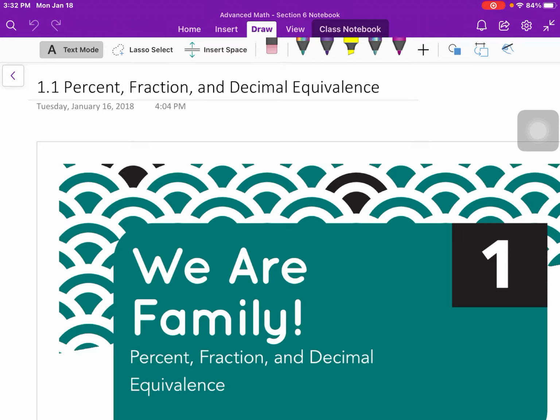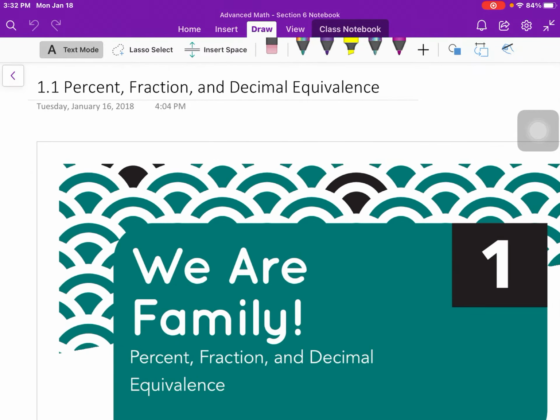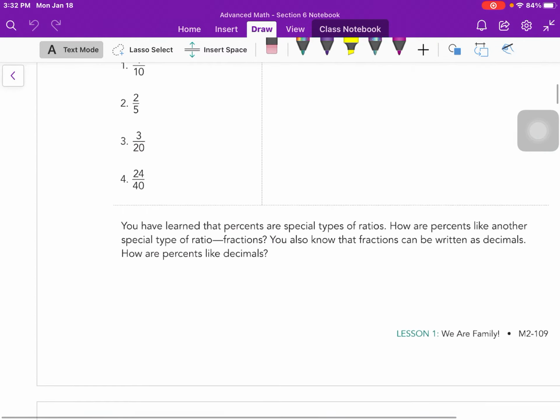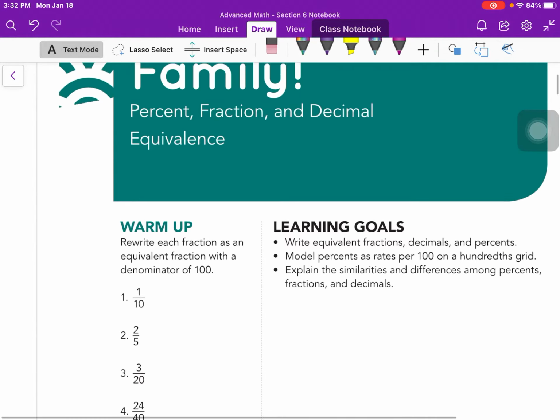We're under your percents tab. So that would be M2-T1 percents. And we're looking for the one that says 1.1%. If you're in the textbook, you're looking for page M2, 109, and let's go.